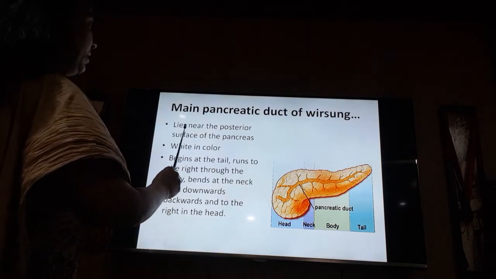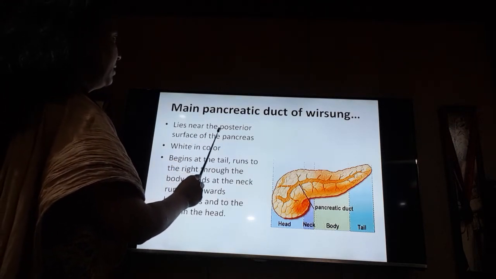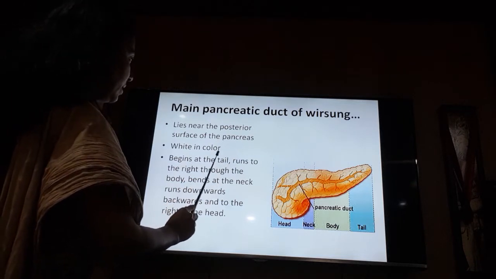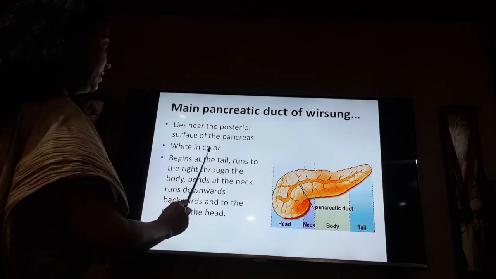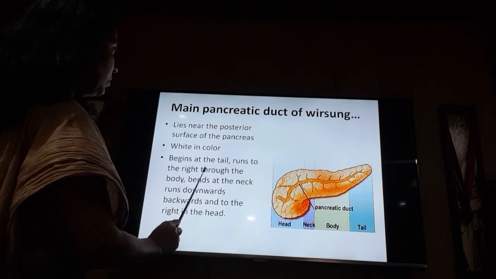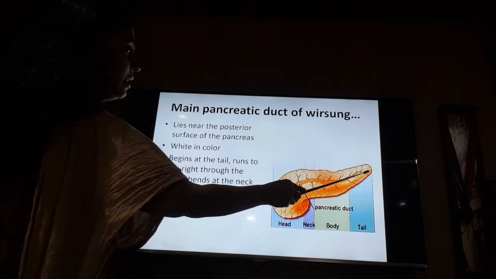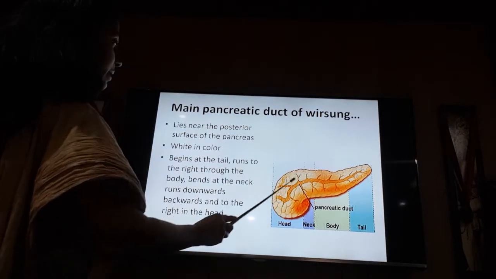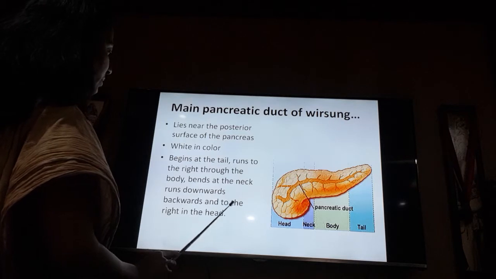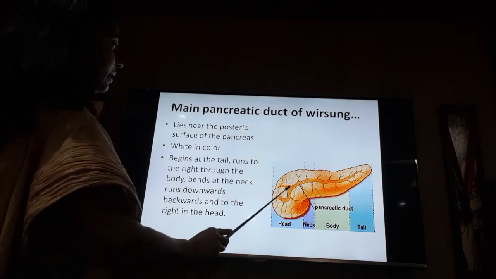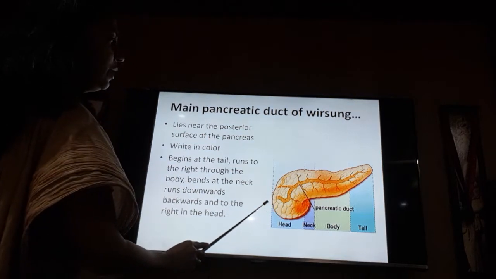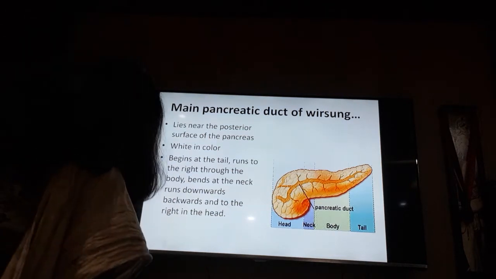So I'm again repeating the same thing. It is lying near the posterior surface of the pancreas. It is white in color, as you saw in the previous slide. It begins at the tail. It runs to the right side. This is the right side. This is the left side. Bends at the neck. This is the neck. It is bending down. Runs downwards, backwards, and to the right in the head. It is starting from the left side, ending on the right side.